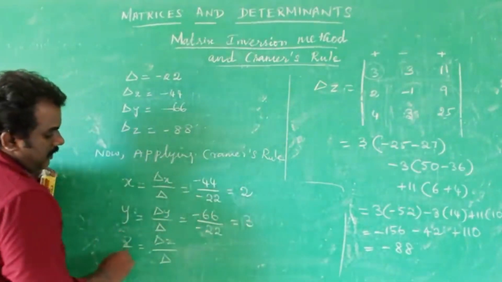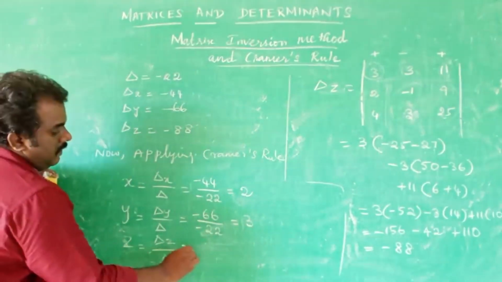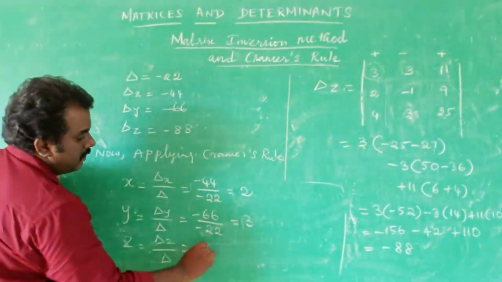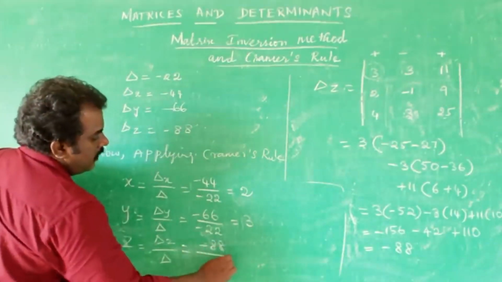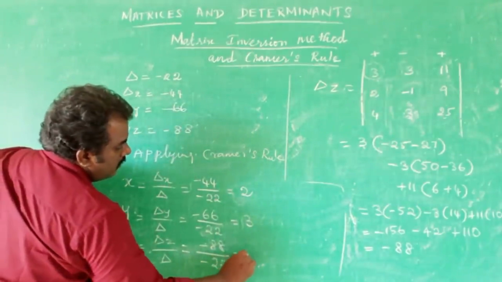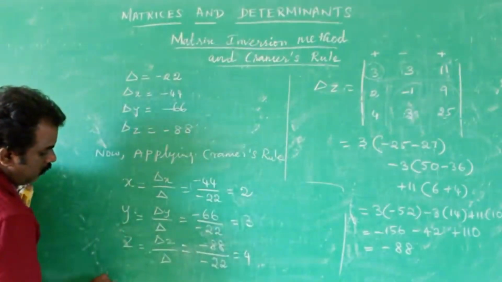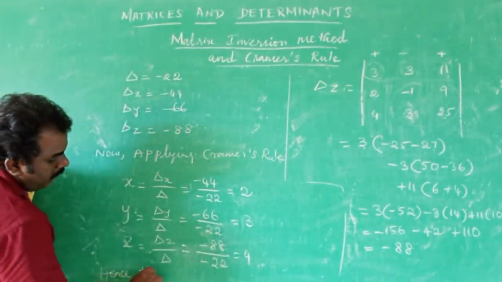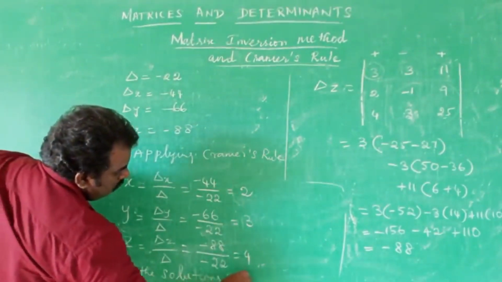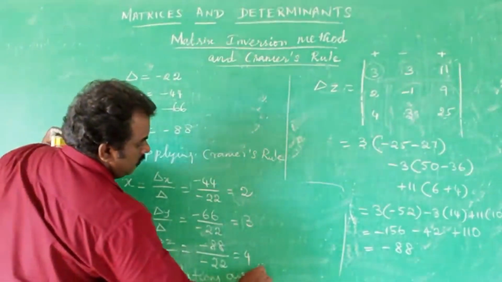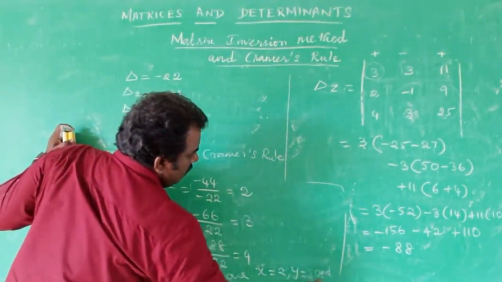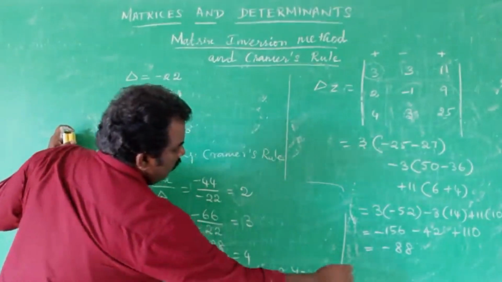The next we can go for z. Find the value of z. z is equal to del suffix z by del. What is the value of del suffix z? Minus 88. Then divided by the value of delta, which is minus 22. The answer is 4. Hence the solutions are x is equal to 2, y is equal to 3, and z is equal to 4.